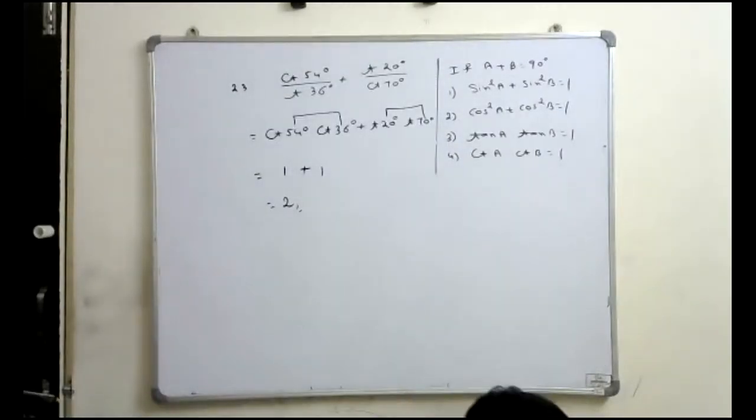Done, sir. Okay. Sir, why did you take cot 36? 1 by tan, right? In the first term tan is in the denominator, so we know that 1 by tan theta is equal to cot theta. When it goes up, it becomes cot. Yes, sir.